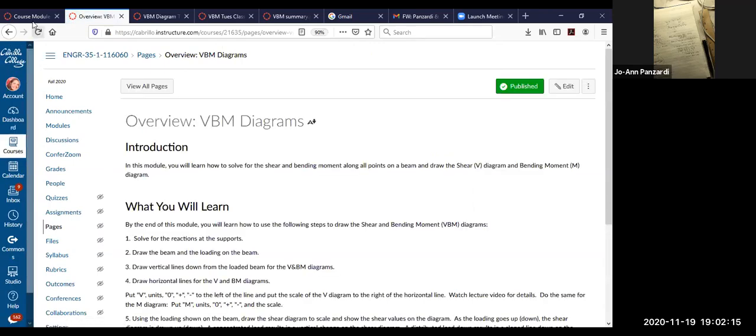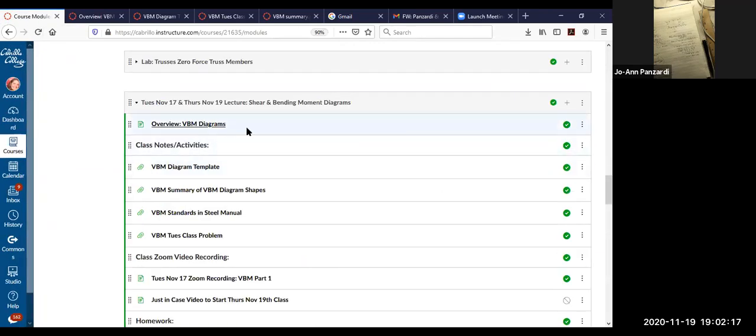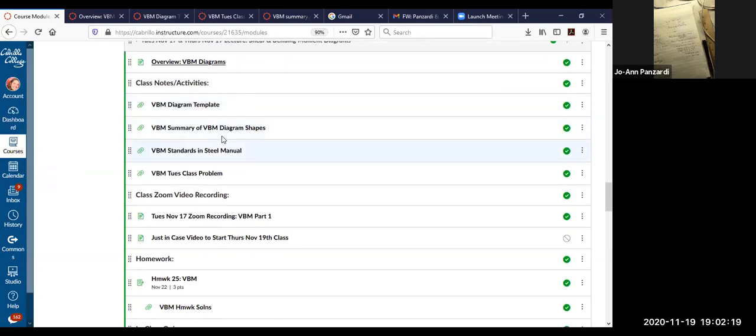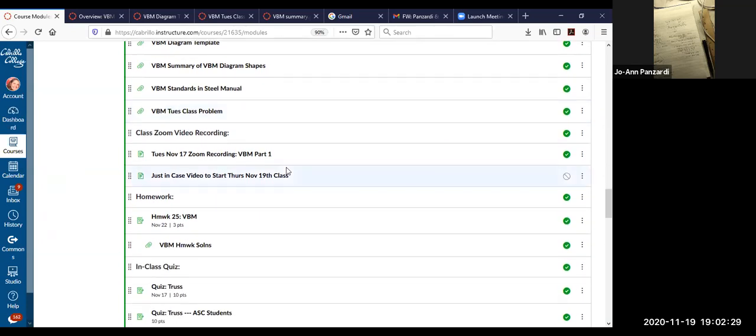Okay, so back now to the module. So you have the overview, you have the template, you have the shapes. You could look at the ones on the steel diagram. Here was Tuesday's class problem. I'll put Thursday's in right now. I made a video just in case I was going to be late for class, but I didn't publish it, so I took it off, so don't worry about it.